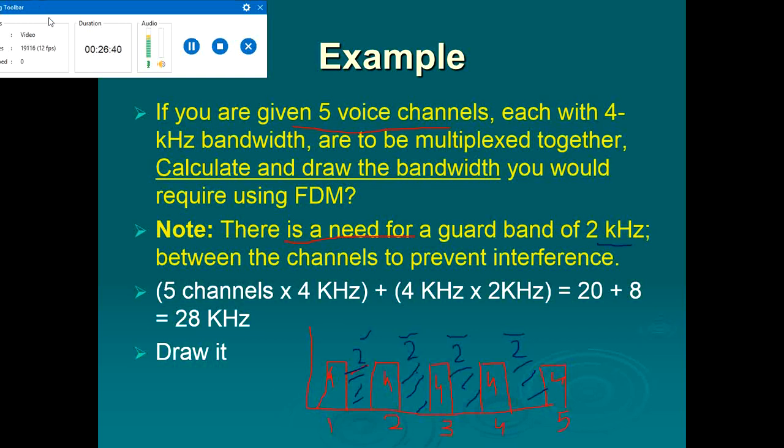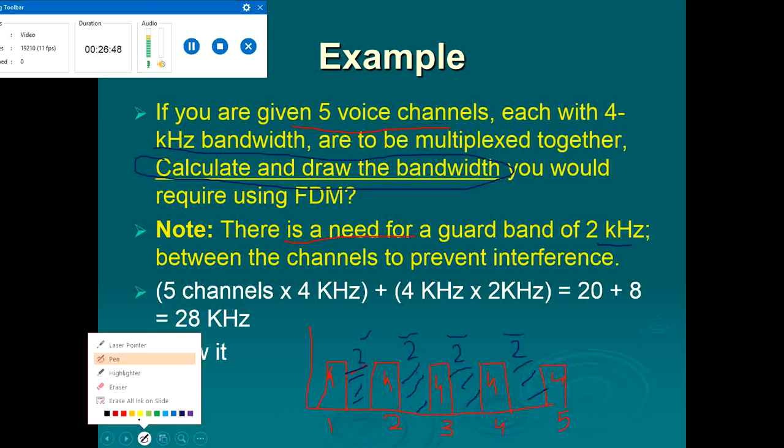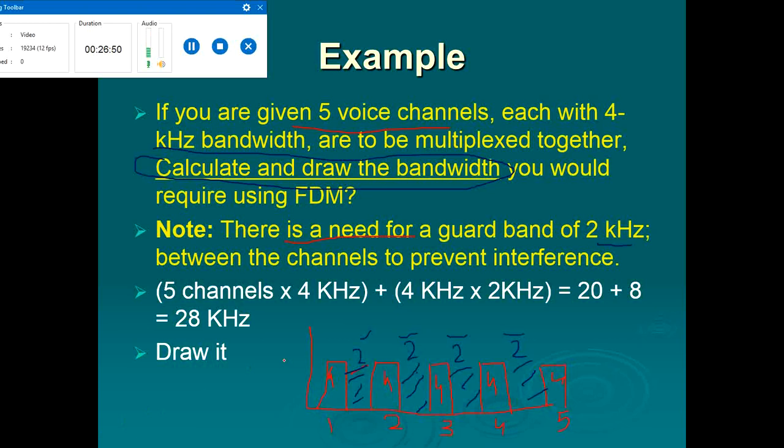Now how to calculate the bandwidth? Here now, what is the question? We have to calculate the bandwidth over here. Alright, so how to calculate the bandwidth? First of all, we have the 5 voice channels multiplied by what is their bandwidth? Their bandwidth is 4 kilohertz. So 5 channels multiplied by 4 kilohertz.